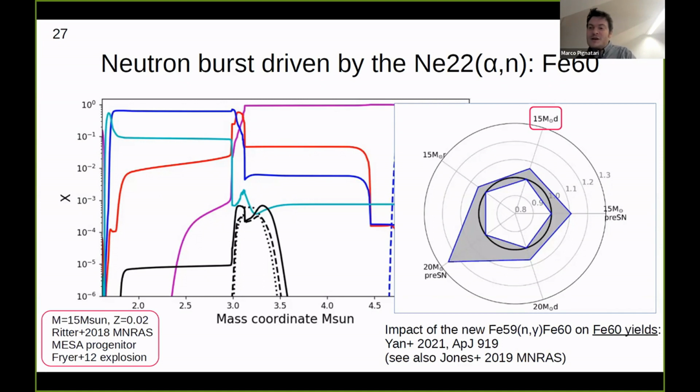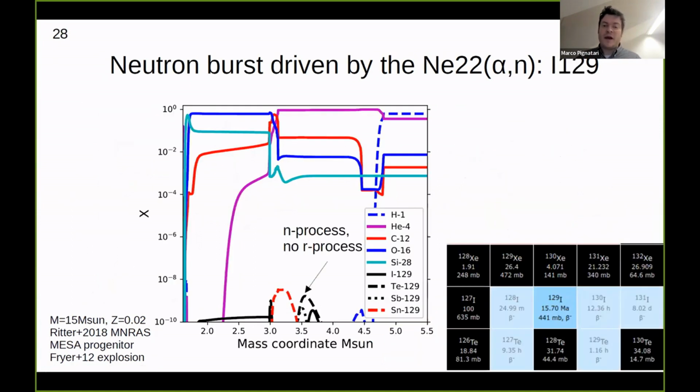So reduce their uncertainty as much as possible from the experimental analysis, and then stellar modelers can focus on the impact of stellar uncertainties, and then use this to study the production of iron-60, but with more robust predictions. It's not only iron-60 that is interesting.